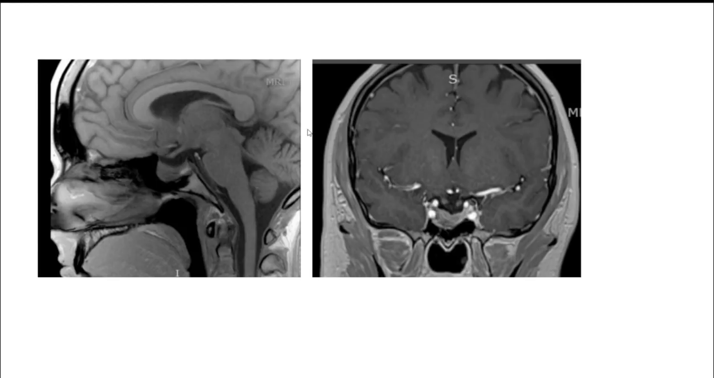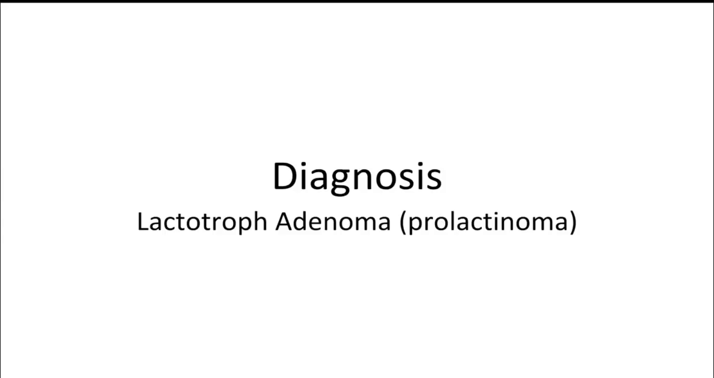This is the imaging, and the imaging of the sellar region can be tricky sometimes. You're seeing here a sagittal and here a coronal, and what you're seeing is an adenoma that is large, enlarging the sella. It was described as greater than 1 centimeter, which is the cutoff for macroadenoma. Any adenoma greater than 1 centimeter is considered a macroadenoma. It was also described as invading the cavernous sinus. So it was behaving a little bit more aggressively, which was one of the reasons it was resected. So this is lactotroph adenoma or prolactinoma.